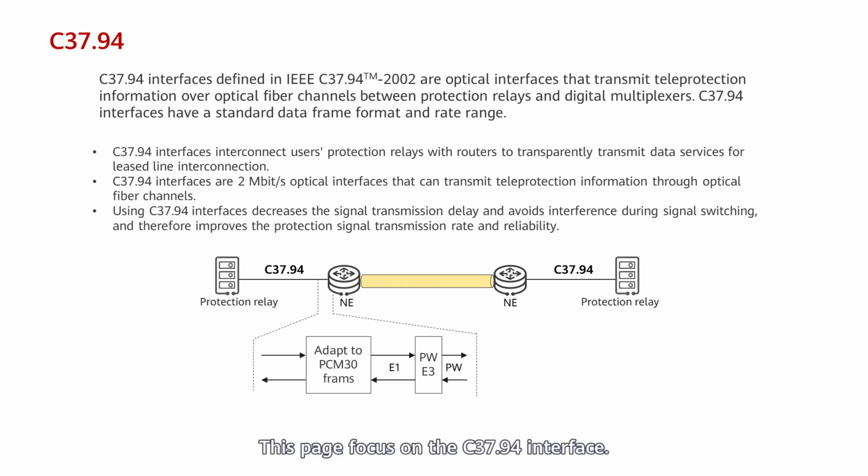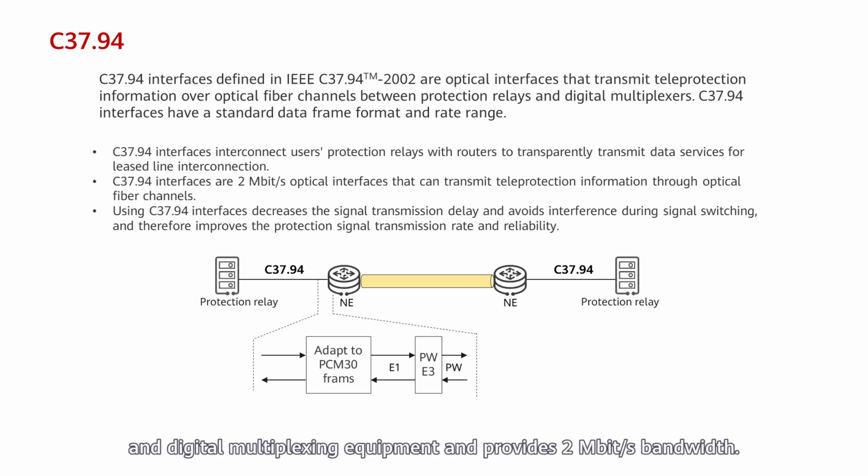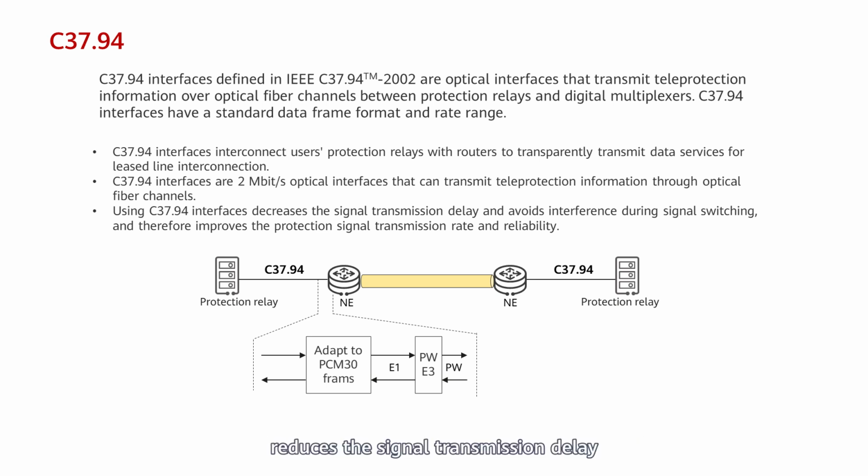This page focuses on the C37.94 interface. A C37.94 interface is a standard protocol interface that complies with the IEEE regulations. It is an optical fiber interface between the protection relays and the digital multiplexing equipment, and provides 2 megabits per second bandwidth. Using optical fiber channels to transmit teleprotection information reduces the signal transmission delay and avoids the possible interference in the switching process.